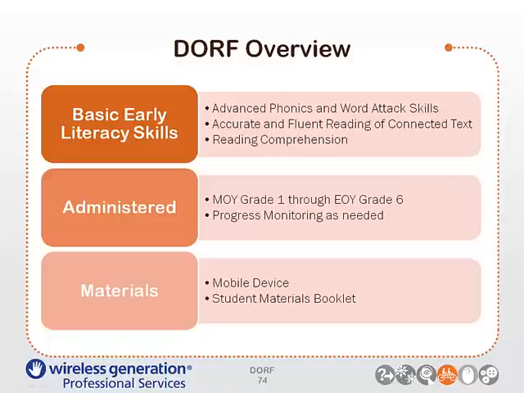Reading comprehension represents the ultimate goal of instruction in the other basic early literacy skills. Reading with fluency and accuracy is linked with comprehension. Oral reading fluency is the link between decoding and reading comprehension.